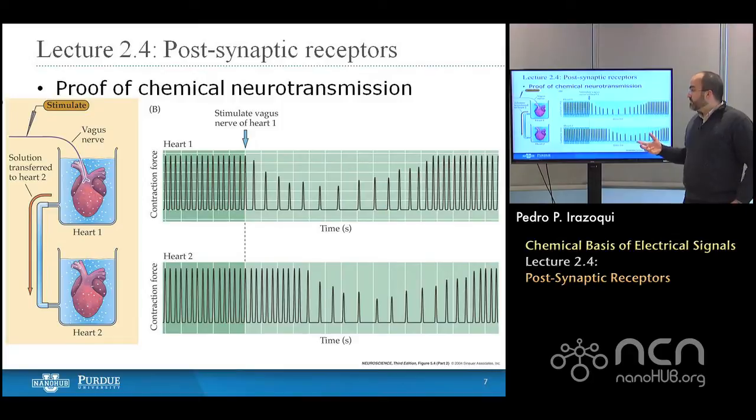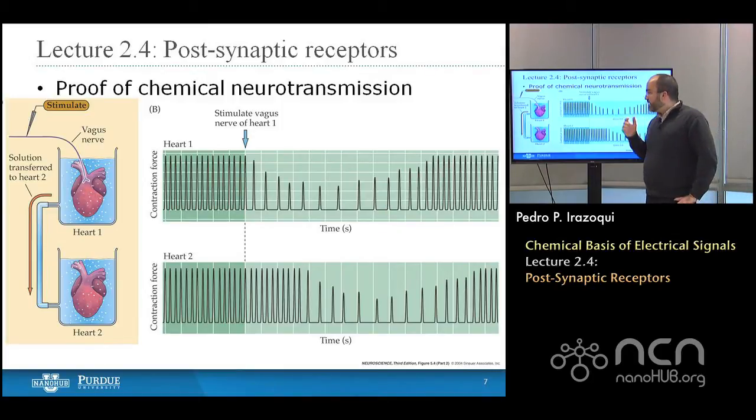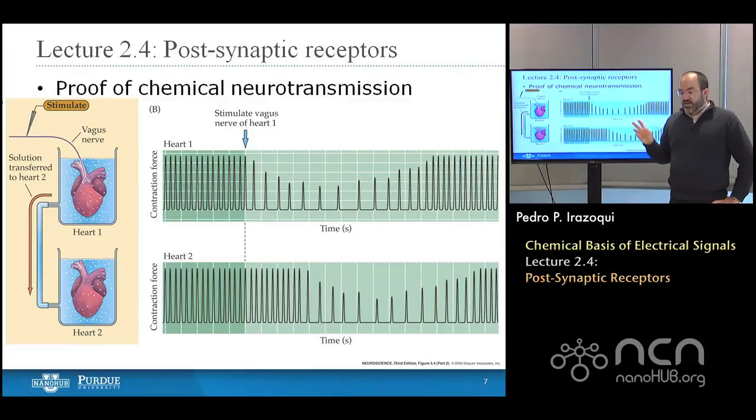One example in your textbook of how that is demonstrated is that you can take a heart and stimulate the vagus nerve. The vagus nerve is one of the cranial nerves. Remember, we talked about those in the first lecture. There are 12 cranial nerves, and they typically originate in the brainstem. A few come directly out of higher structures, but most of them come out of the brainstem. The vagus nerve is one of them, and it innervates many of the organs inside your body. One of those organs is the heart.